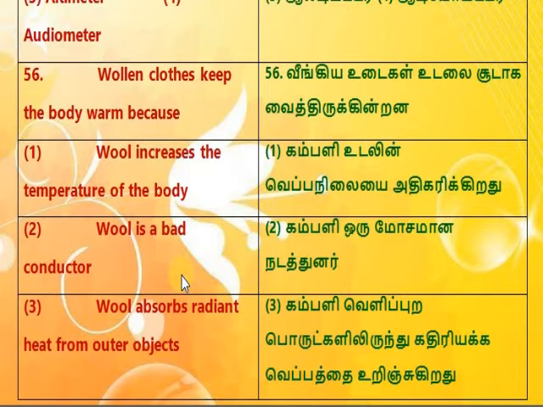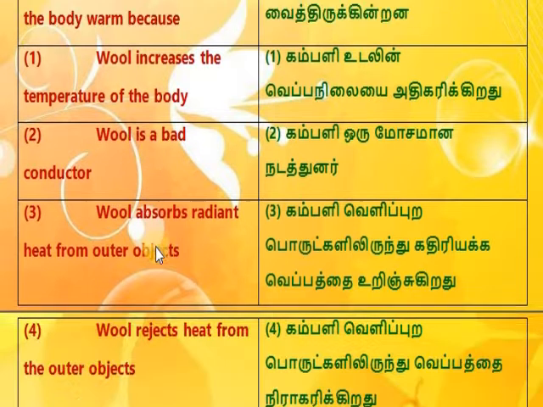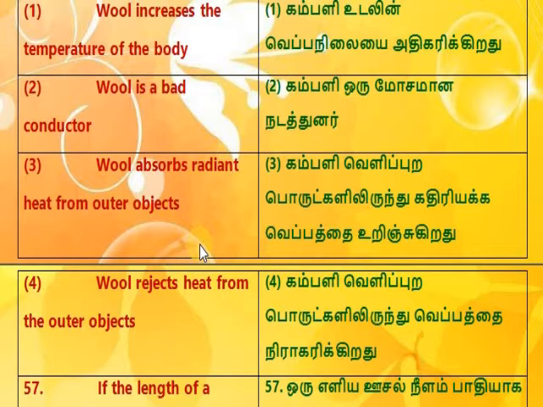56. Woolen clothes keep the body warm because: 1. Wool increases the temperature of the body, 2. Wool is a bad conductor, 3. Wool absorbs radiant heat from outer objects, 4. Wool rejects heat from the outer objects.